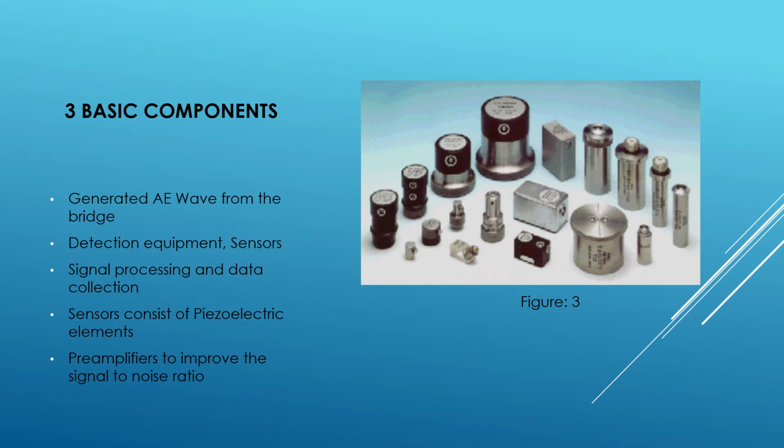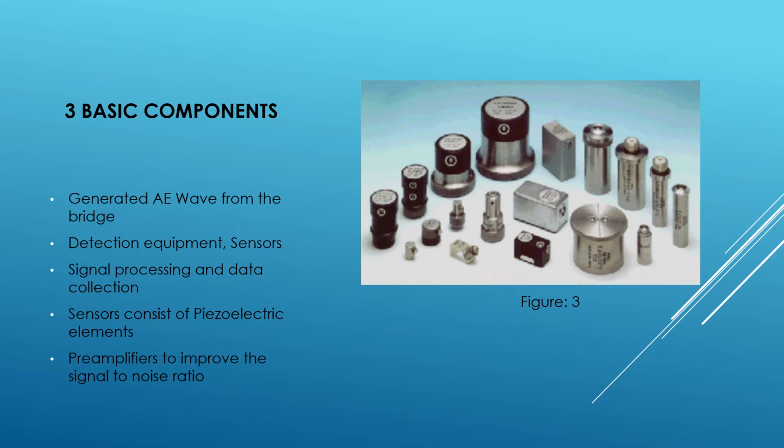The measurement of acoustic emission involves three basic components: the generated AE wave from the bridge, the detection equipment to capture AE signals, and processing and interpretation of the collected data.